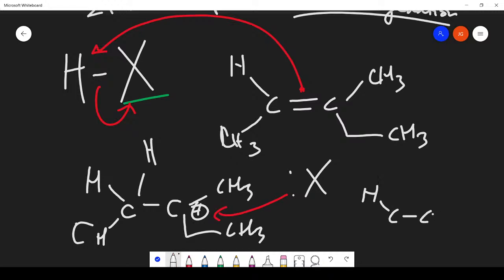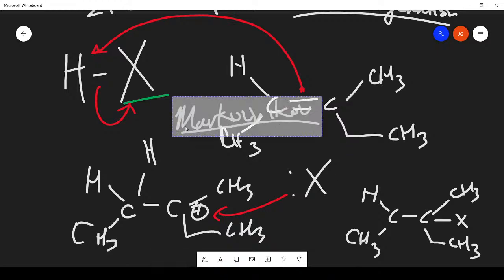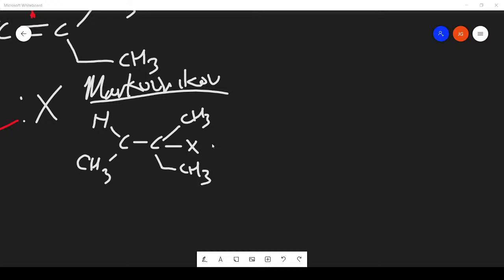So what we end up with is your X on the more substituted side. This should be CH3. And this is called the Markovnikov product. It's a long word. I guess that's the name of the guy who found this out. I don't know. Probably. It sounds Russian to me, or German. Anyone here who knows Russian or German want to confirm? Markovnikov. We're going to add this X, this halogen, to the more substituted side. So that answers that question.